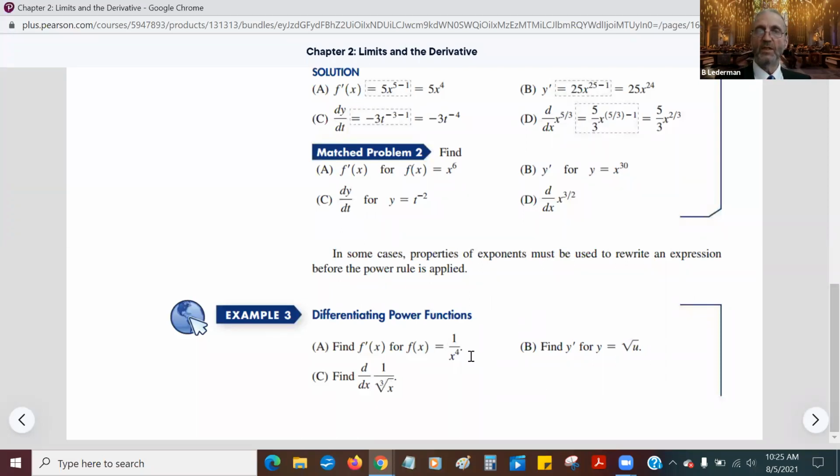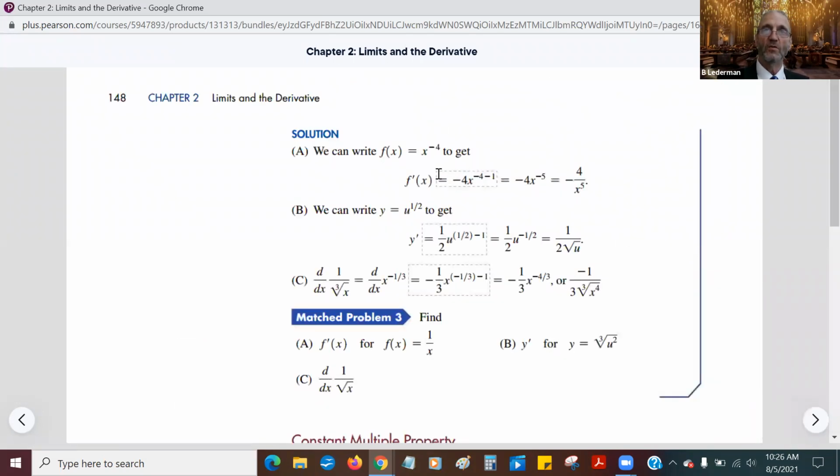Now, I have 1 over x to the 4th. To do the derivative, it's easier if you write this as an exponent. So I'd write x to the negative 4 and do it that way. This one here, I'd write x to the negative 1/3, because it's a cube root, a 3rd power, and it's a reciprocal. And this one here, I'm going to write u to the 1/2 power. It's going to just make it easier.